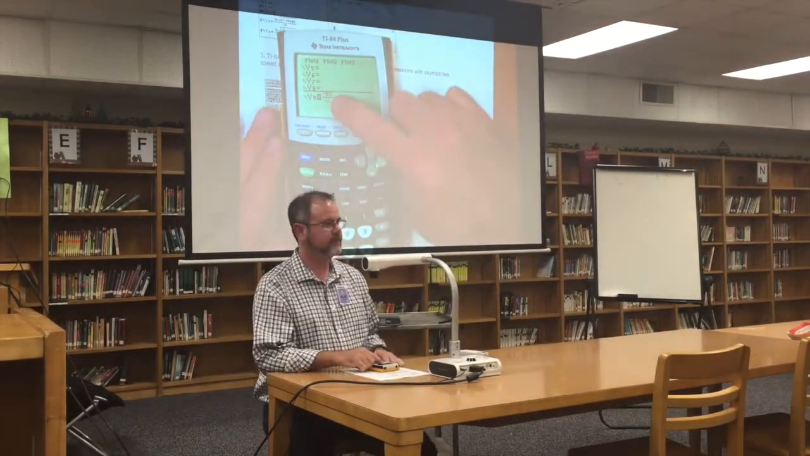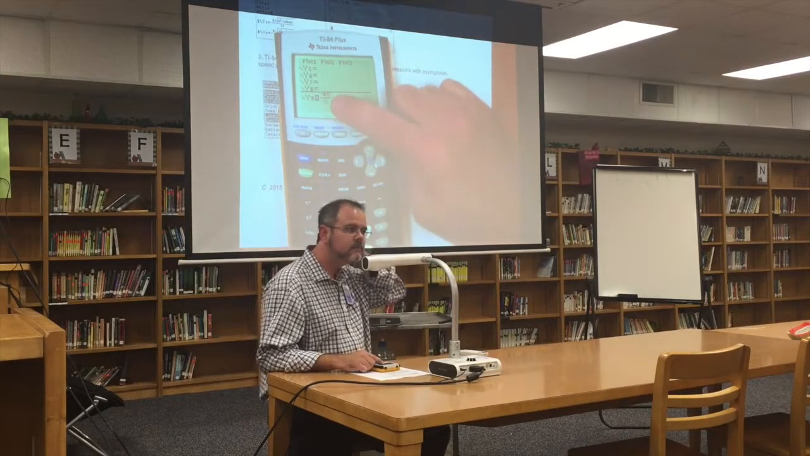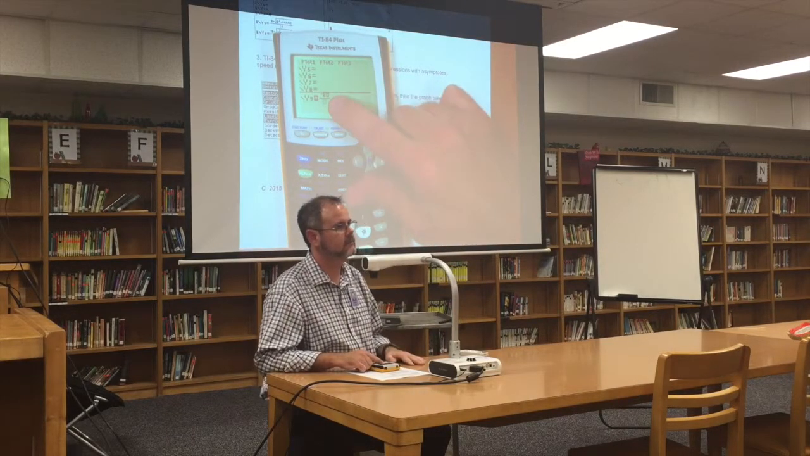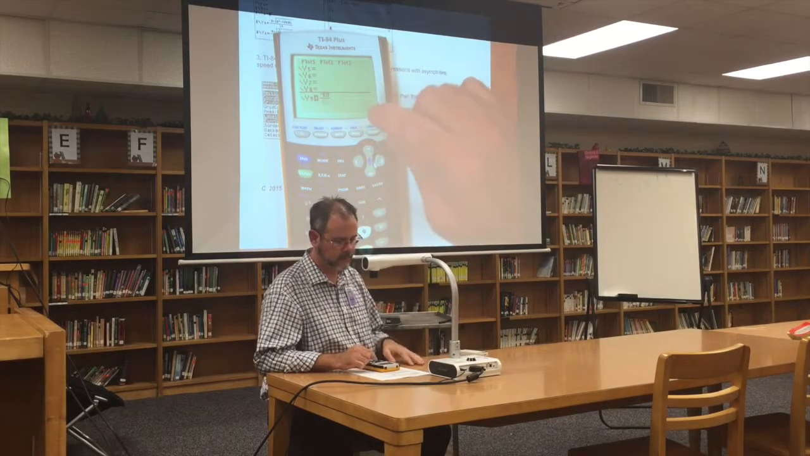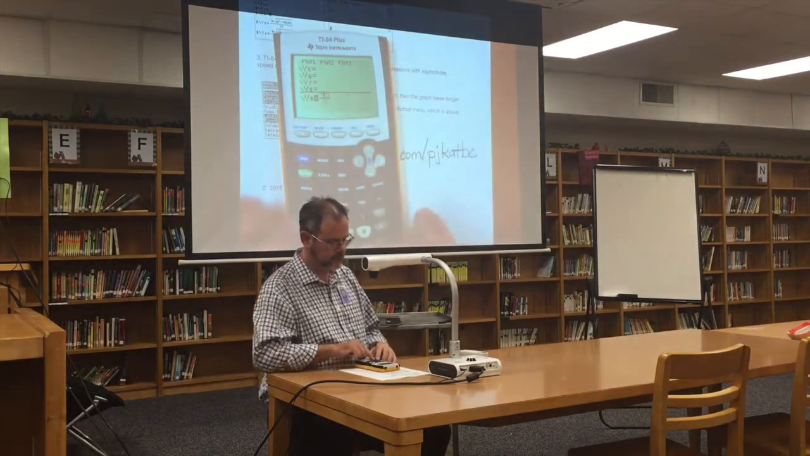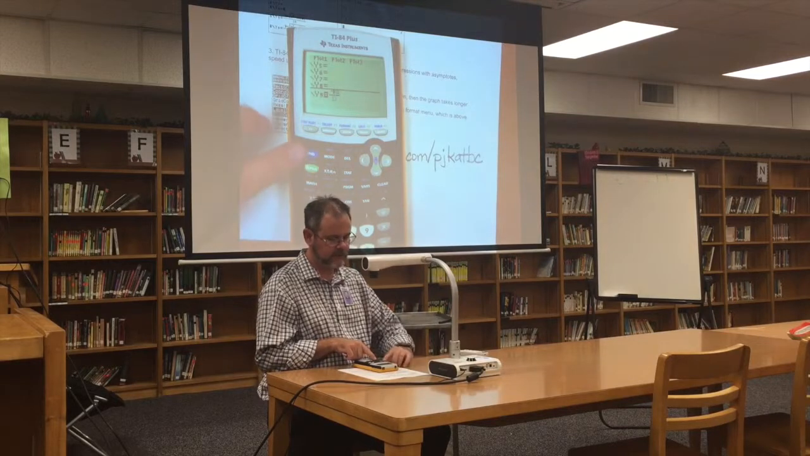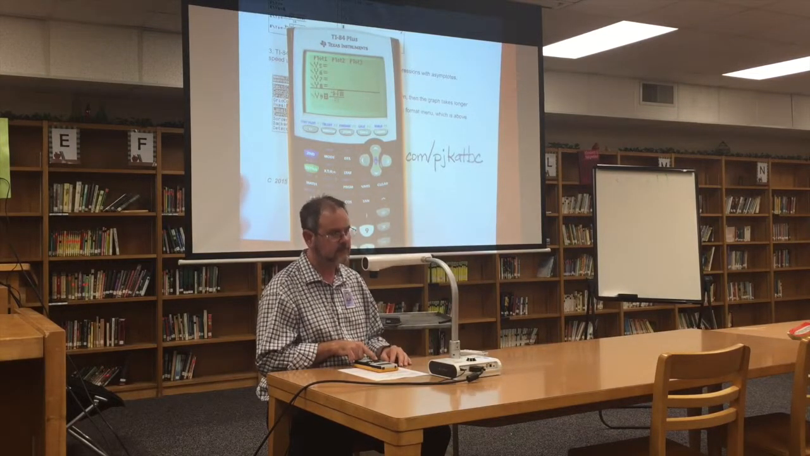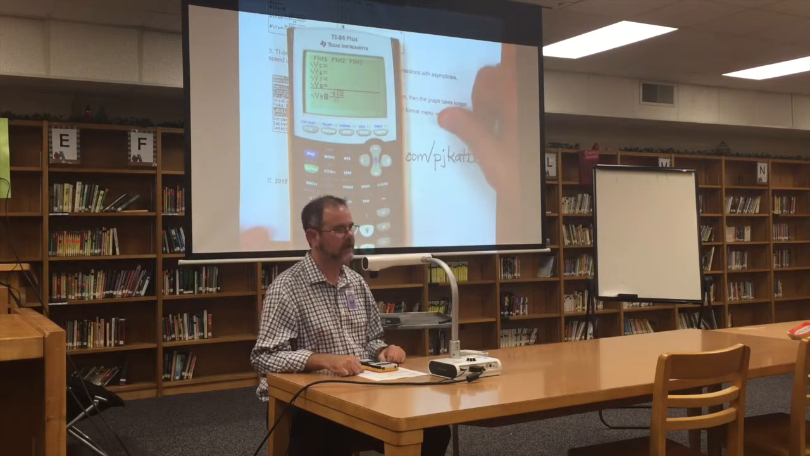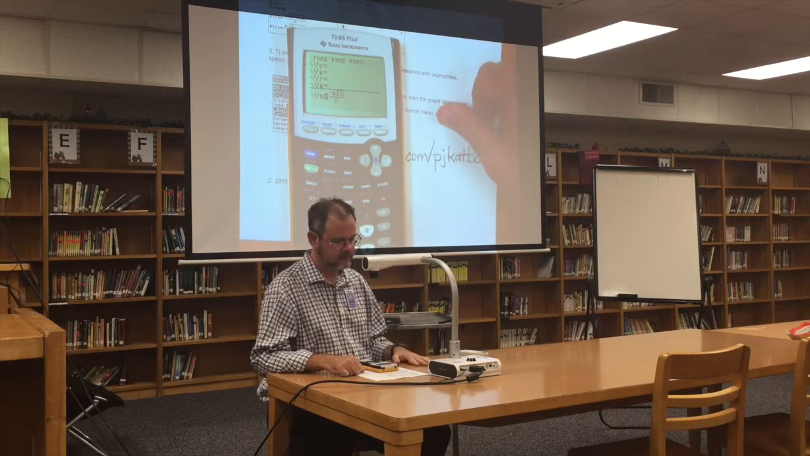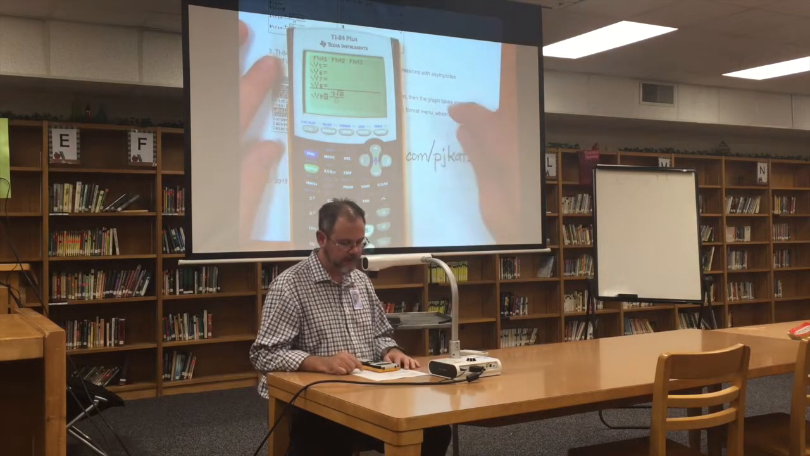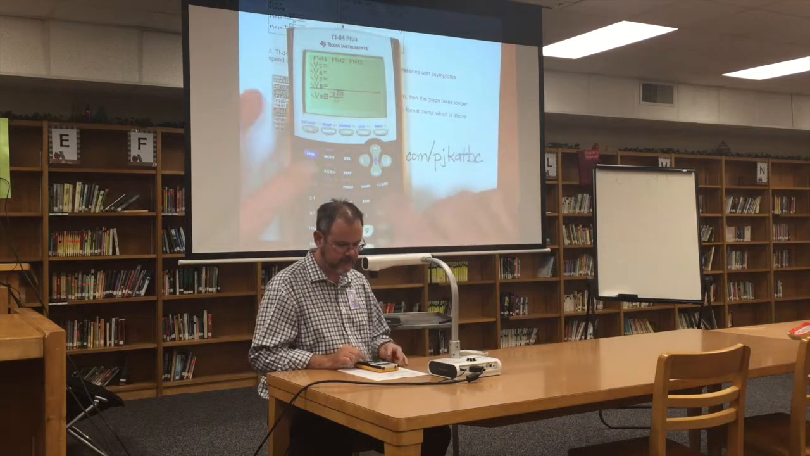Your little arrow next to the B. Okay, so we want the square root symbol. Square root symbol is next to the x squared. It's in blue, so you have to hit the second button first. See, I did that and I thought it was wrong. Alright, then we need to put the B in there again, so alpha B.